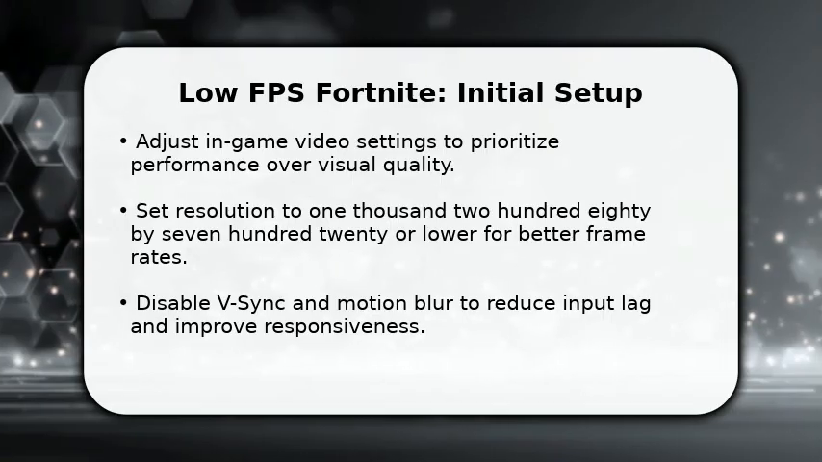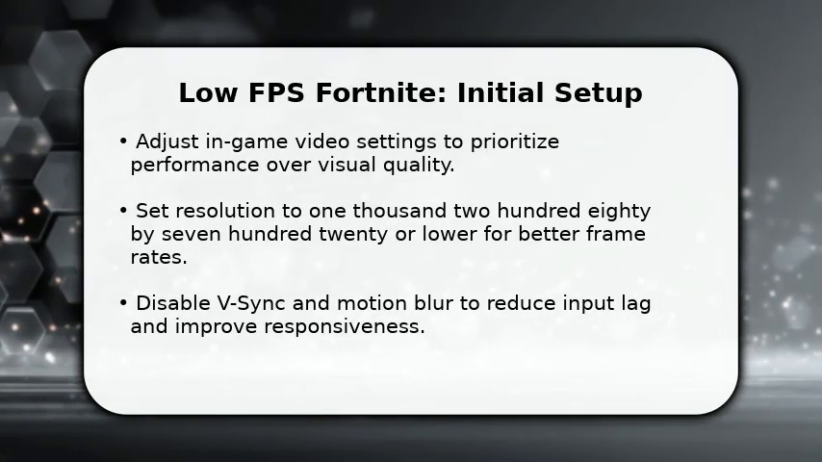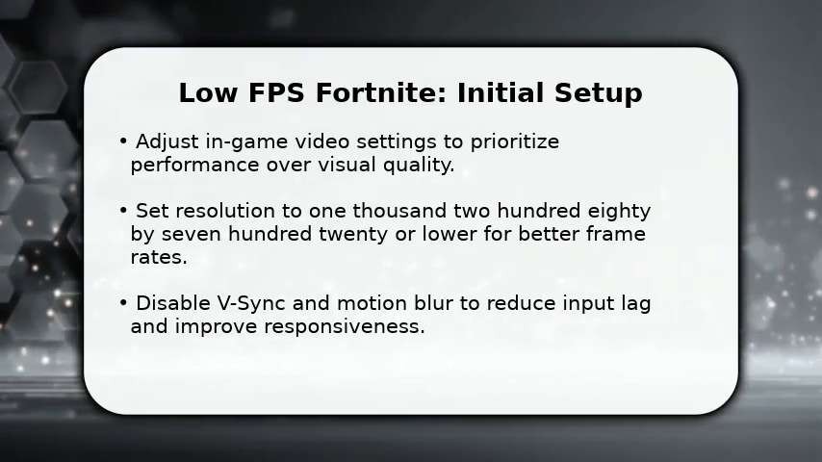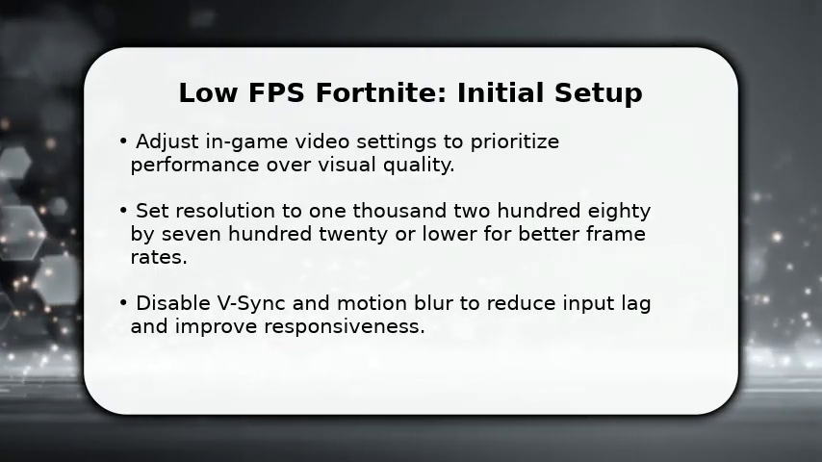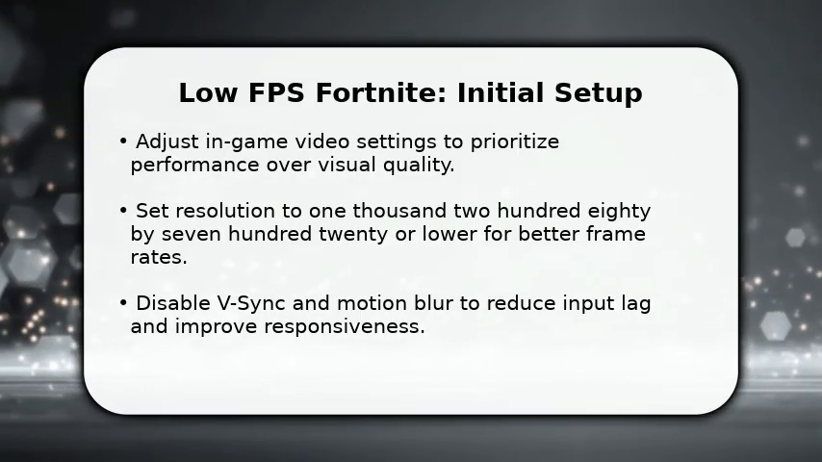In this video, I will explain how to play good on low FPS Fortnite. First, let's dive into your in-game settings. You'll want to adjust your video options to prioritize performance. Consider setting your resolution to 1280 by 720 or even lower for a noticeable boost in frame rates.